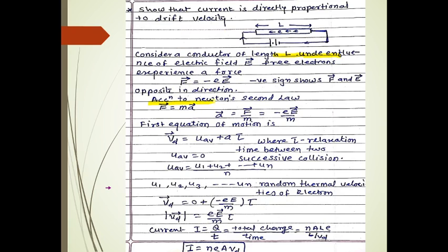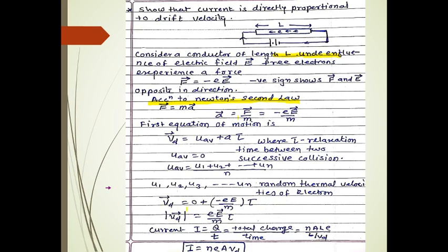According to Newton's second law, force equals mass into acceleration. Therefore acceleration equals force divided by mass. Substituting the value of F, a equals e E divided by m. This is the acceleration. The first equation of motion gives Vd, the drift velocity, equal to u average plus a into tau. Here u average is the average thermal velocity of the electrons, which move randomly, so the average velocity is 0. And tau is the relaxation time, the time between two successive collisions. This is known as relaxation time.